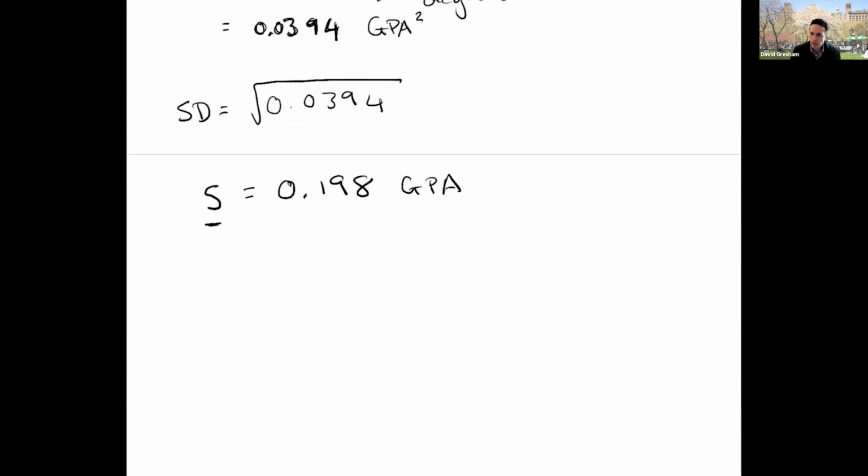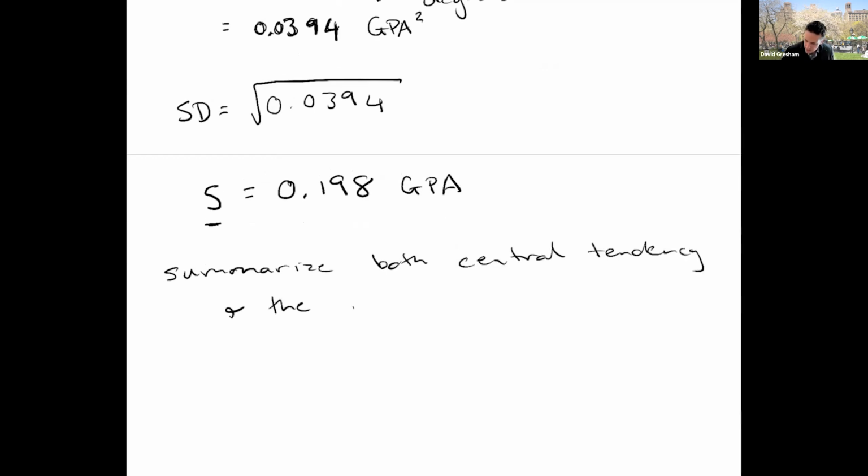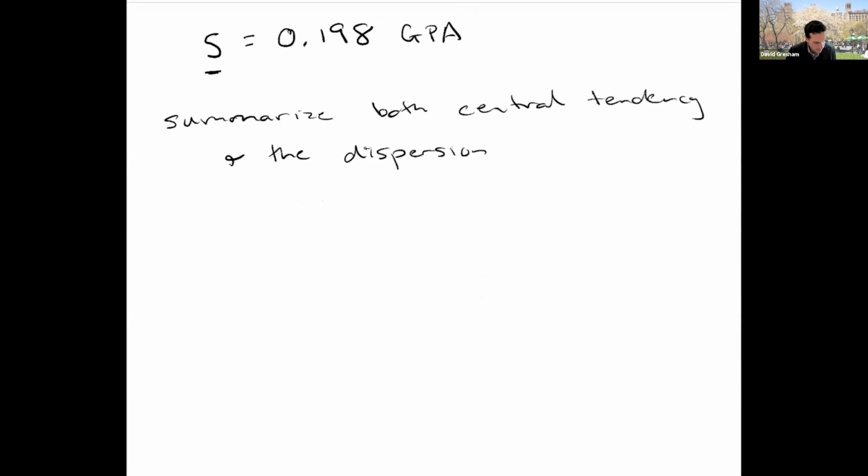And so that might be useful then. One way to summarize both the central tendency and the dispersion would be to say the mean of the data plus or minus 1 standard deviation is equal to 3.51 plus or minus 0.198. That would be a way to summarize and report both the central tendency of the data and the amount of spread in the data.